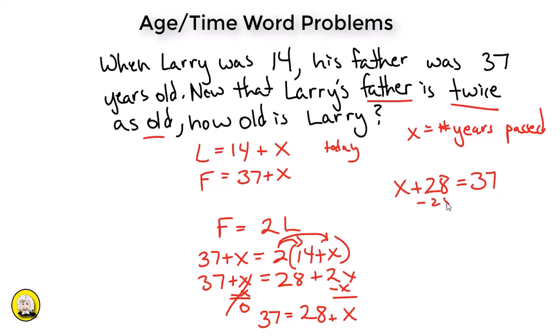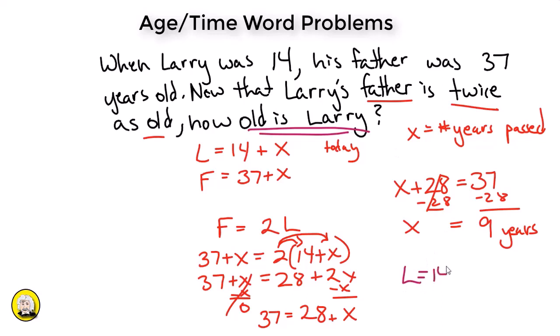I'll subtract 28 from both sides. And the result will be that cancels. X equals 37 minus 28 is 9. So X is 9 years that have passed, and that makes Larry's age, which is what the question is asking. Larry's age equals 14 plus 9 years, which is 23 years old.